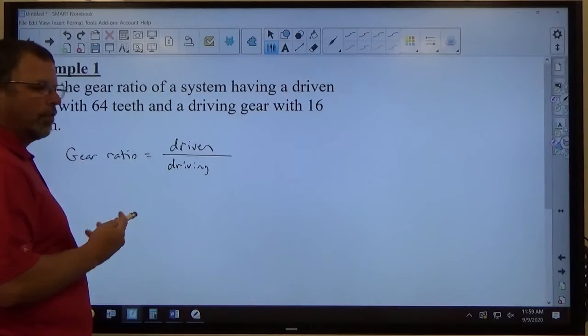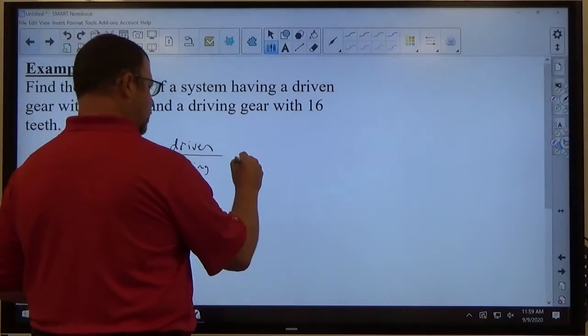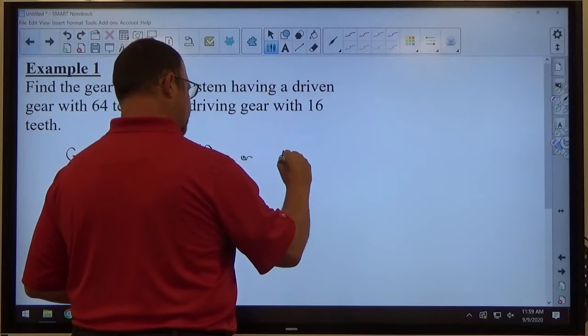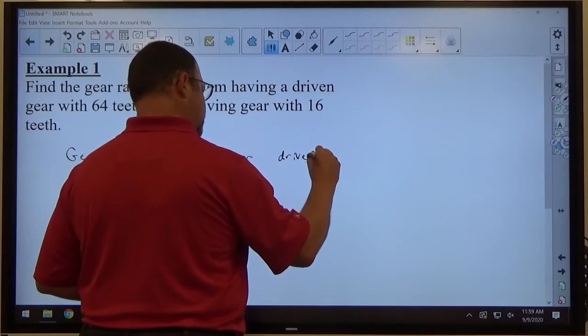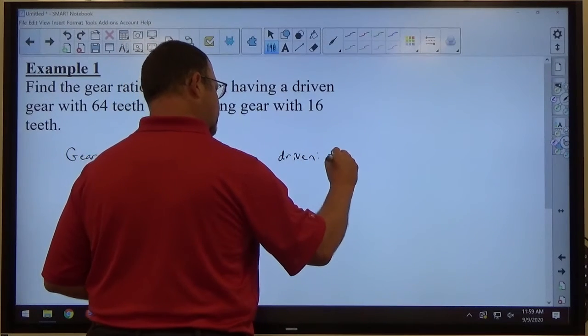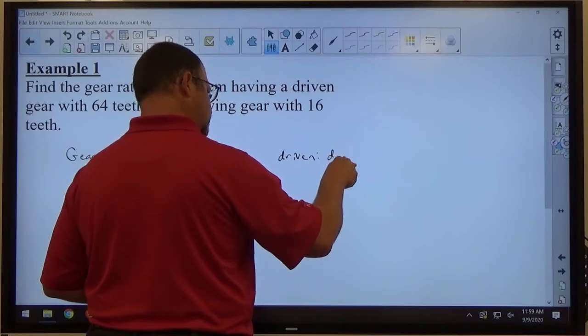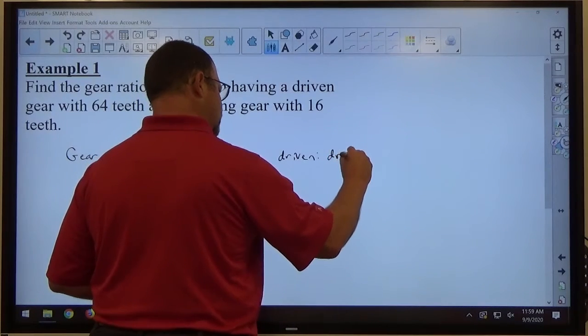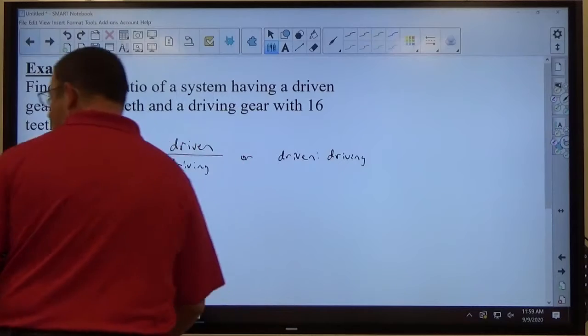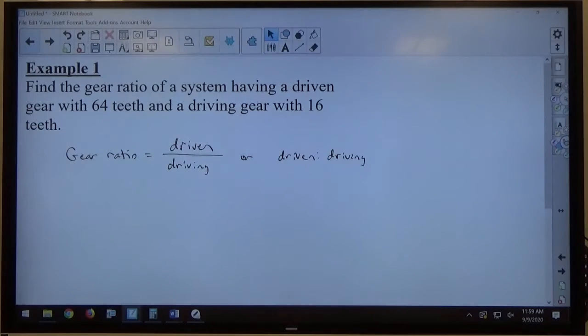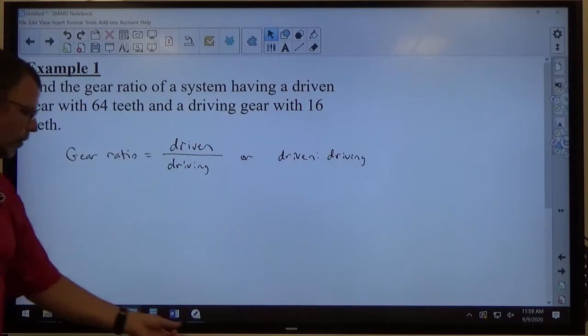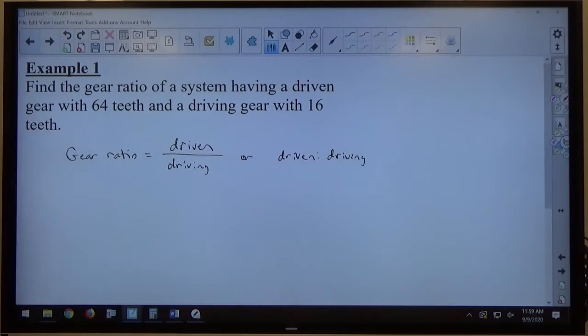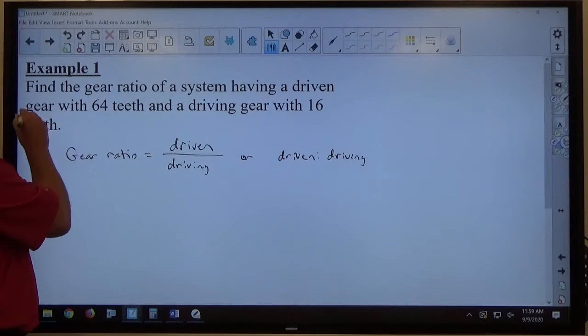You can write it in fractional form, or you can write it in driven colon driving. I personally prefer the fractional form, but a lot of people write them in the first to second, so first number colon second number way. So if we take a look at example 1, it tells us the driven gear has 64 teeth.